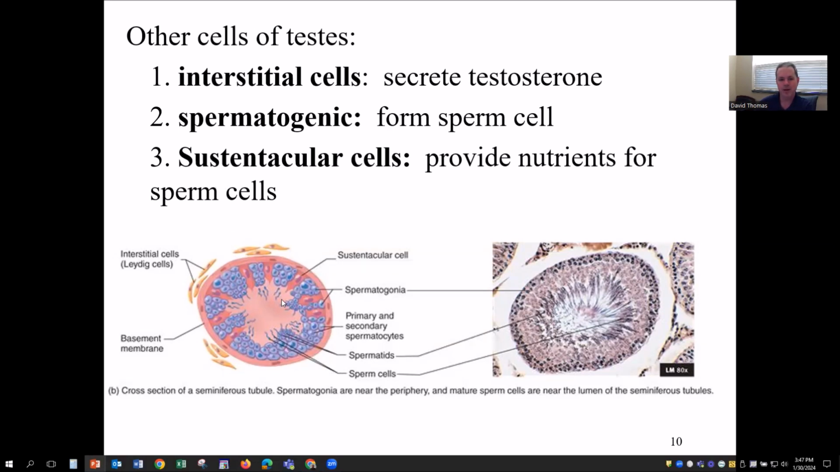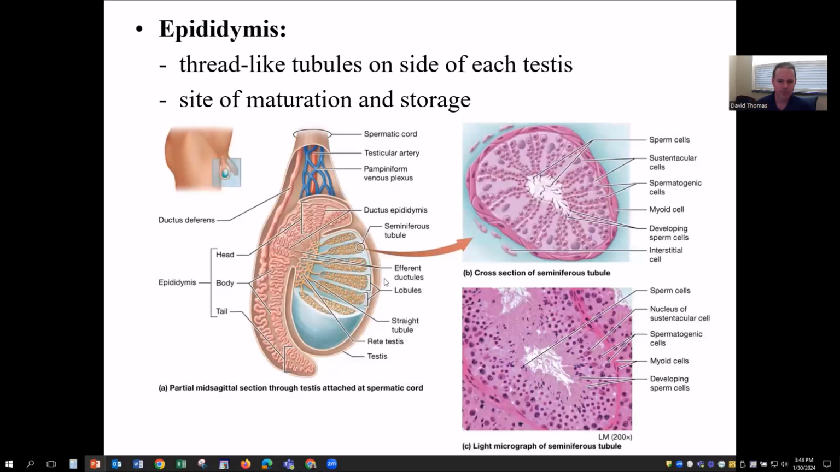Another cell type that you would find here, spaced in between the spermatogonia, would be what are called sustentacular cells. The word looks a little strange, but if you notice the word sustenance within that word, that's what these cells do. They provide the sustenance or the nutrients that the sperm cells are going to need for their development and their survival. All right, so we have all of this going on inside of the seminiferous tubules. You also have a structure known as the epididymis, also a series of coiled tubes.